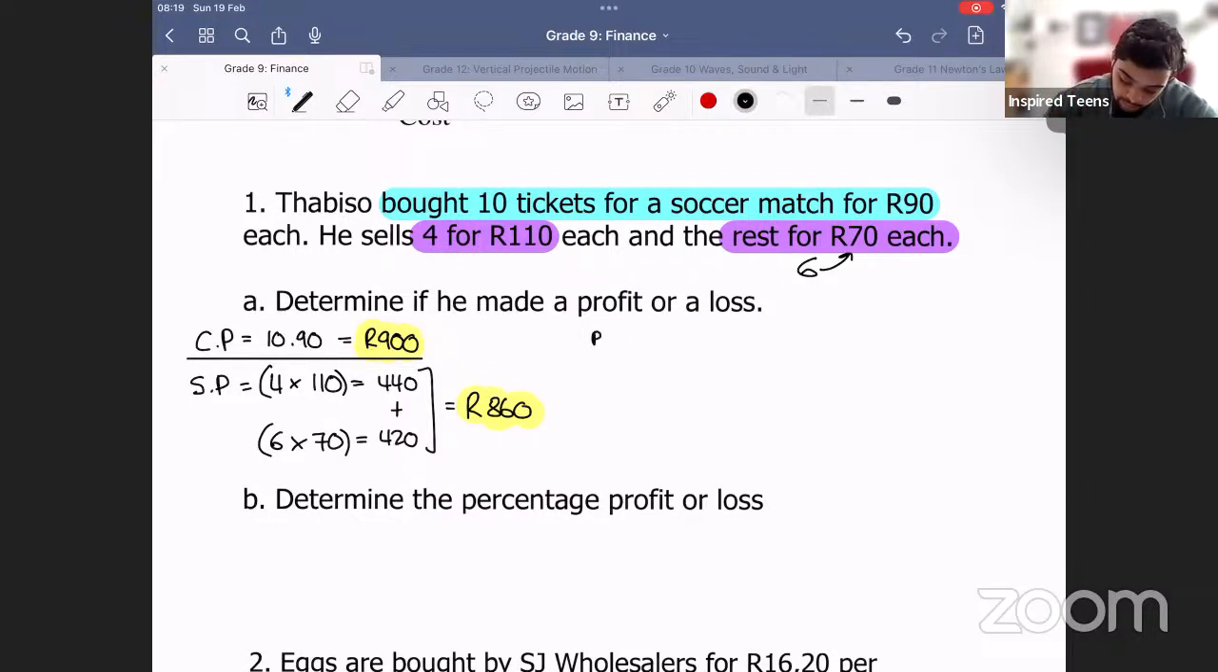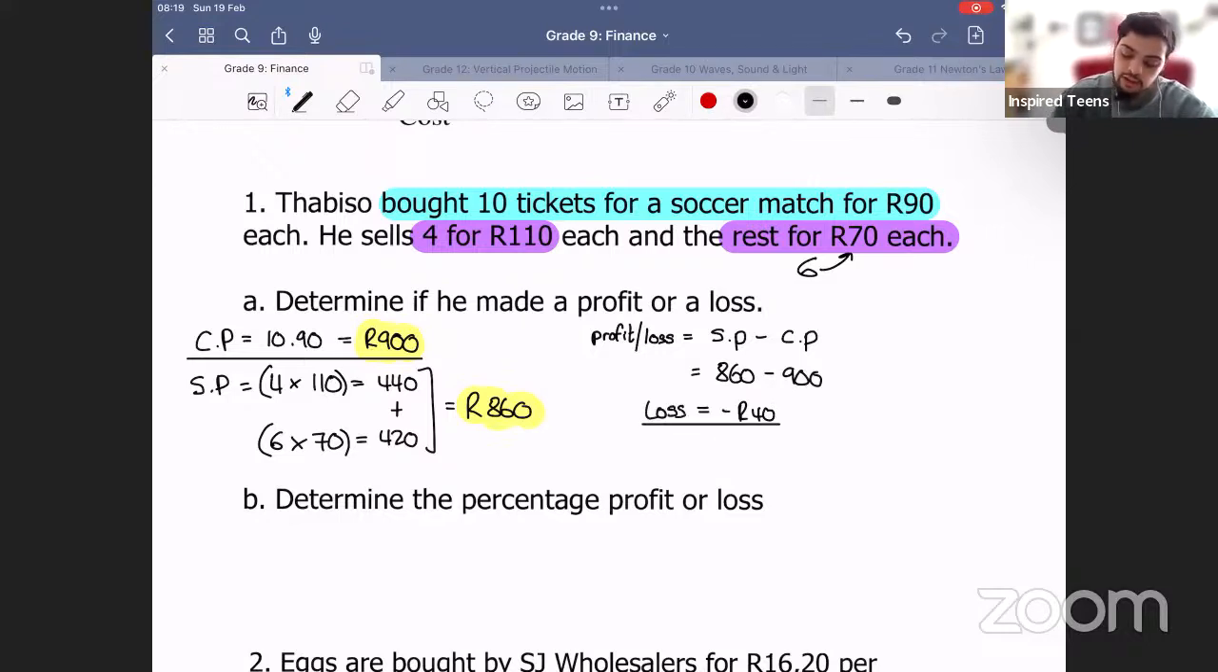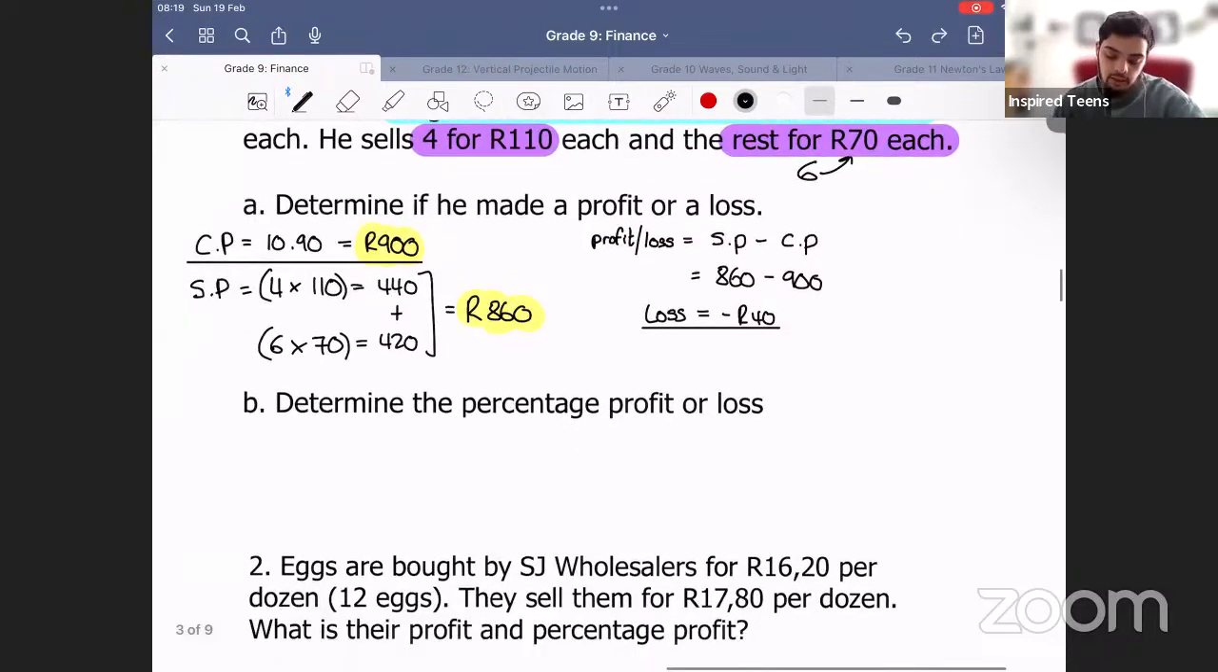So remember, profit or loss is equal to selling price minus cost price, which is 860 minus 900. Since we are getting a negative value of negative 40 Rand, this means that he made a loss. Therefore, it is a loss. He lost out on 40 Rand because he sold those tickets for such a cheap price. So he made a loss.